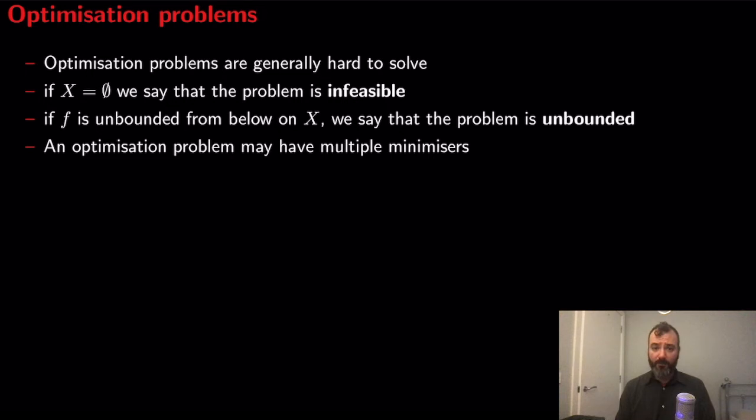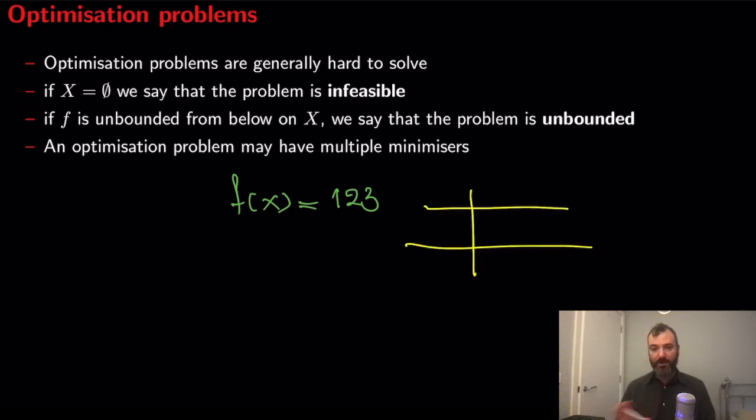And an optimization problem, of course, may have multiple minimizers. And the simplest case is f of x is equal to, let's say, 123, or whatever you would like to put there. It is a constant function. Whatever point you take on the x-axis, it corresponds to exactly the same cost. It's like the cost function doesn't care what x you give it. You have to pay always the same fee regardless of the x that you choose. In that case, you have many minimizers. Every choice you make is a minimum in a way.